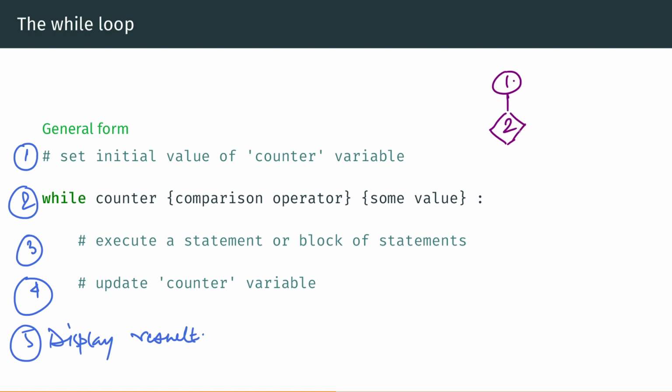So if counter is less than some value, which is 5, then you execute step 3 and then step 4, and then come back to step 2. That is why it is called a loop. There is a loop in there. Else, if it's not true, you go to step 5.